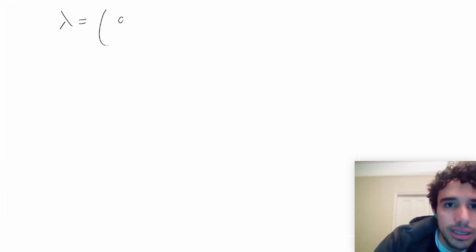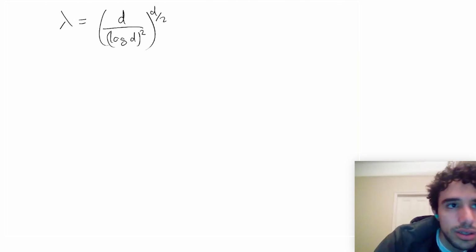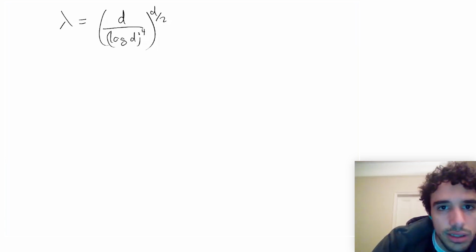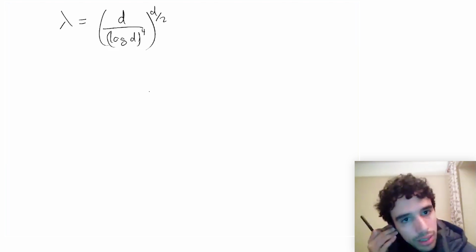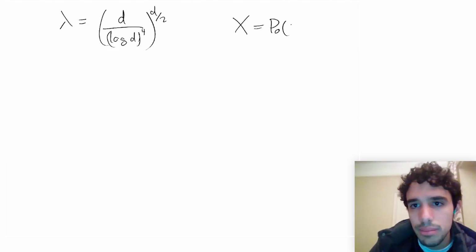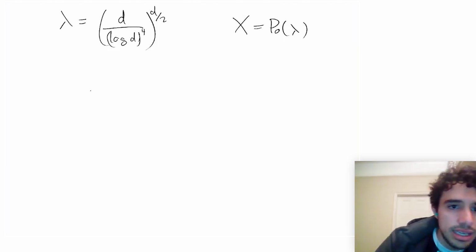Okay. So then we have a pair. Now we're going to take lambda to be d over, say, log d squared, to the d over 2, or maybe I'll put it to 4 here for safety. So x will be again Poisson lambda. What is the point of taking this sphere packing to be this dense?